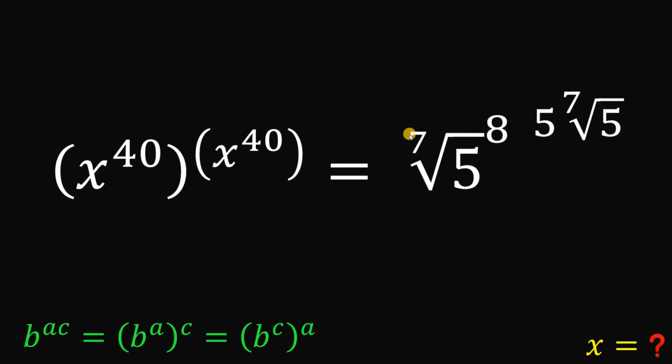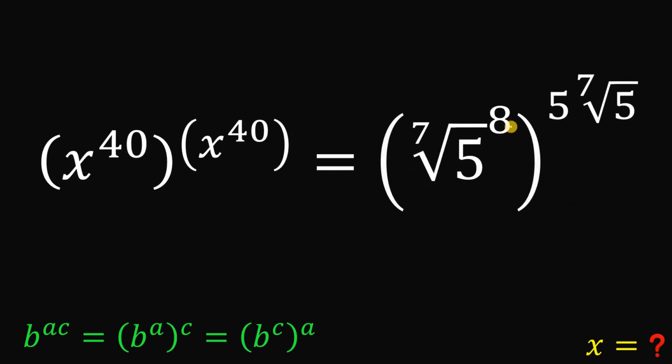If we do that, we can rewrite this as the 7th root of 5 raised to the power of 8, raised to the power of 5 multiplied by the 7th root of 5. Now, let's simplify this expression, the 7th root of 5 raised to the power of 8. It means that we need to multiply this base, the 7th root of 5, 8 times. Also, we will multiply the numbers inside the 7th root, or simply, we have here the 7th root of 5 raised to the power of 8. So this is this expression.